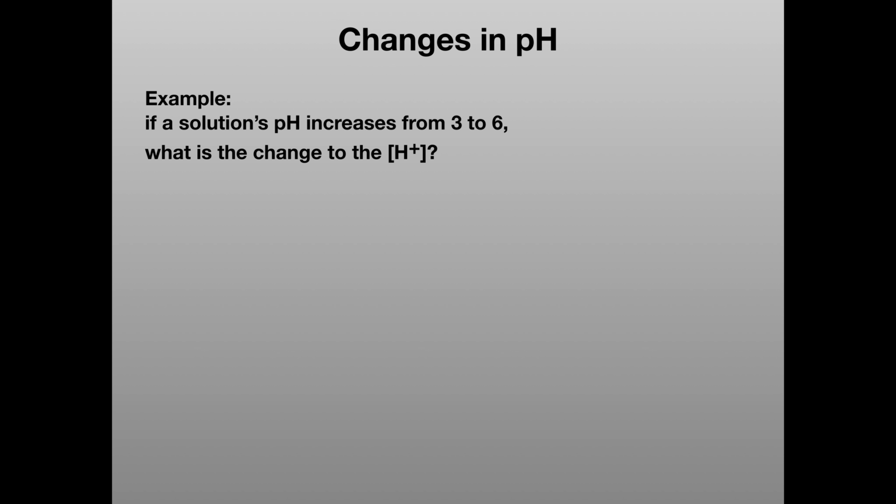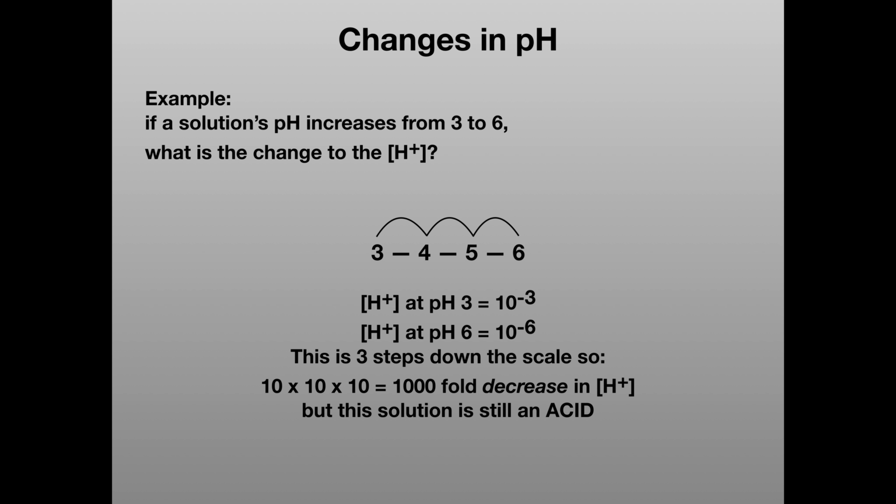Let's look at one more. In this example, the solution's pH increases from 3 to 6. What's the change to the hydrogen ion concentration? So again, first things first, how many steps? From 3 to 6, that's 3 steps. Each step is worth 10. 10 times 10 times 10, that's 1,000.